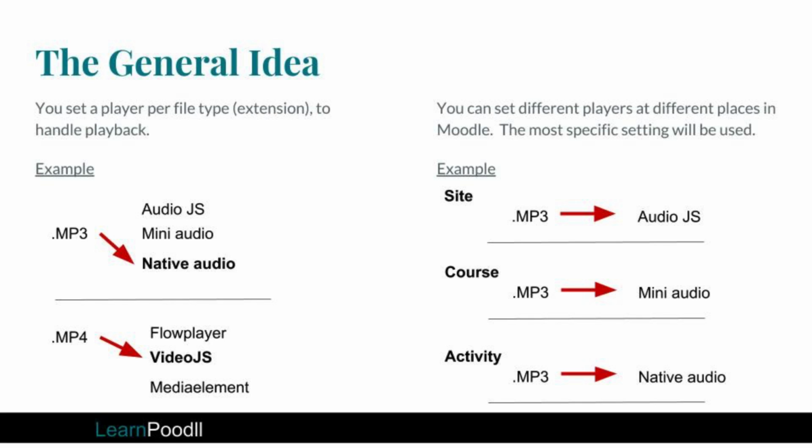I'm going to talk about how to choose a player in Poodll, a media player. The general idea is that for each of the file extensions that you wish to display in a media player, you can assign one of the players that are in Poodll, or if you wish, you can even create your own player.